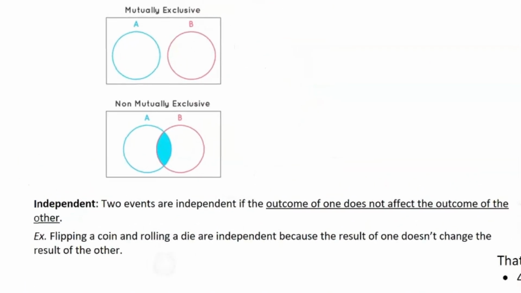The next one is independence. So 2 events are independent if the outcome of one does not affect the outcome of the other. So for example, if I flip a coin and I roll a die, the result of one does not change the result of the other. Whatever I get, heads, tails, whatever, it doesn't change what I'm going to get, or the probability of what I'm going to get, on the die.